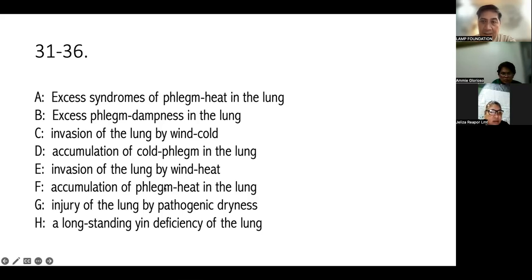Ito naman, accumulation of phlegm heat in the lung. Matagal na sa loob, nag-accumulate na ang phlegm heat in the lung. Interior na siya. Okay? So mas papipiliin kung singer ka, ano yung gusto mong magkaroon? Wind cold invasion or wind heat invasion?